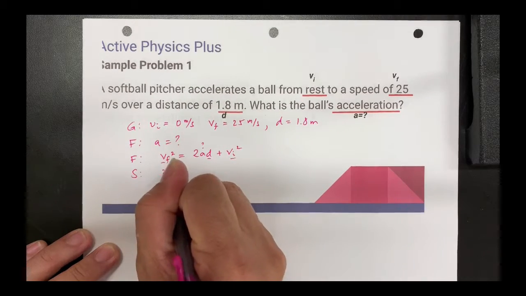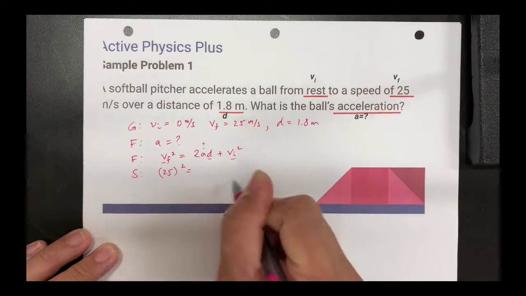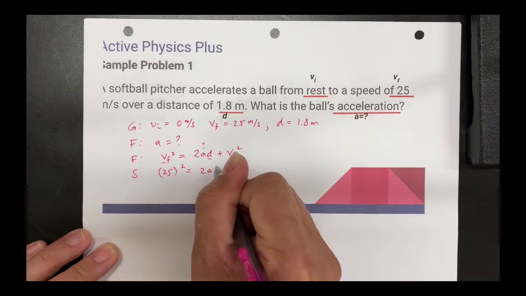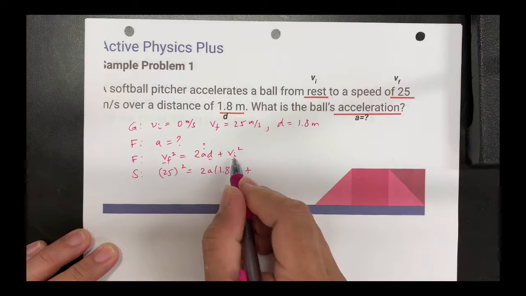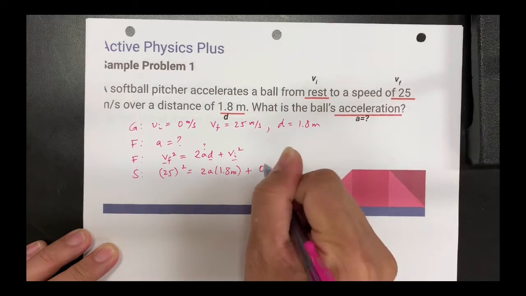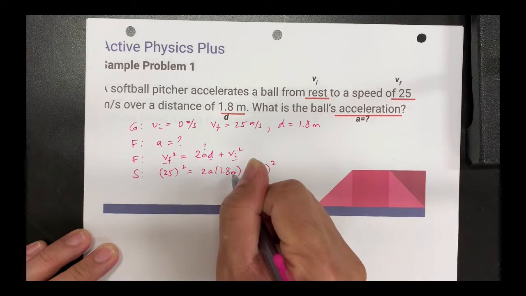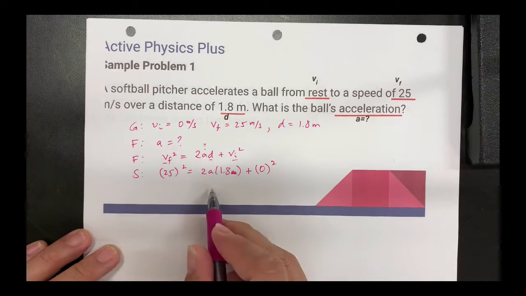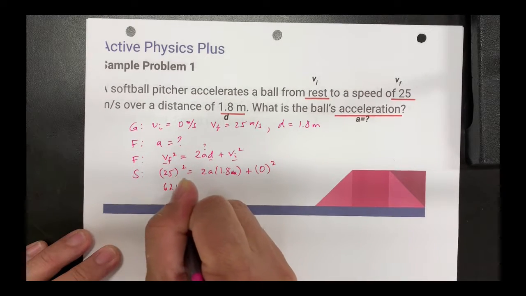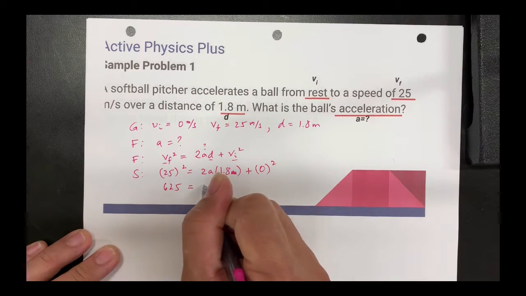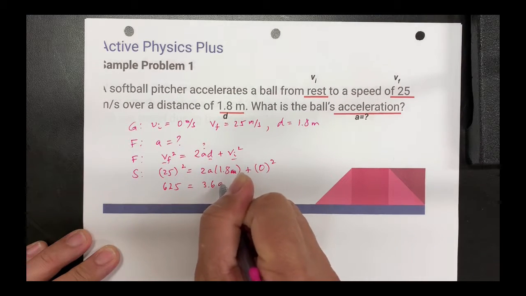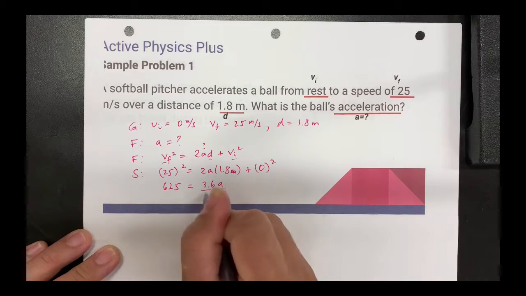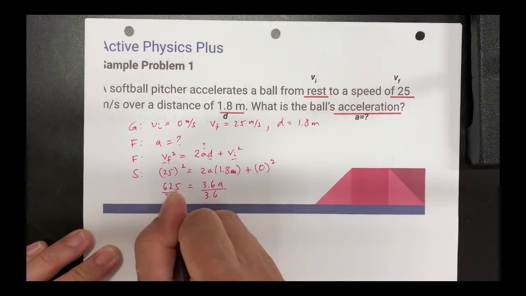VF is 25, and I square that. 2 times A times 1.8 meters plus VI squared, which is 0 squared. Oh, I don't even need to put my meters for now, sorry. And so when I plug that all in, I get 625 is equal to, multiply those two together, 3.6 times A. Solving for A, divide by 3.6.